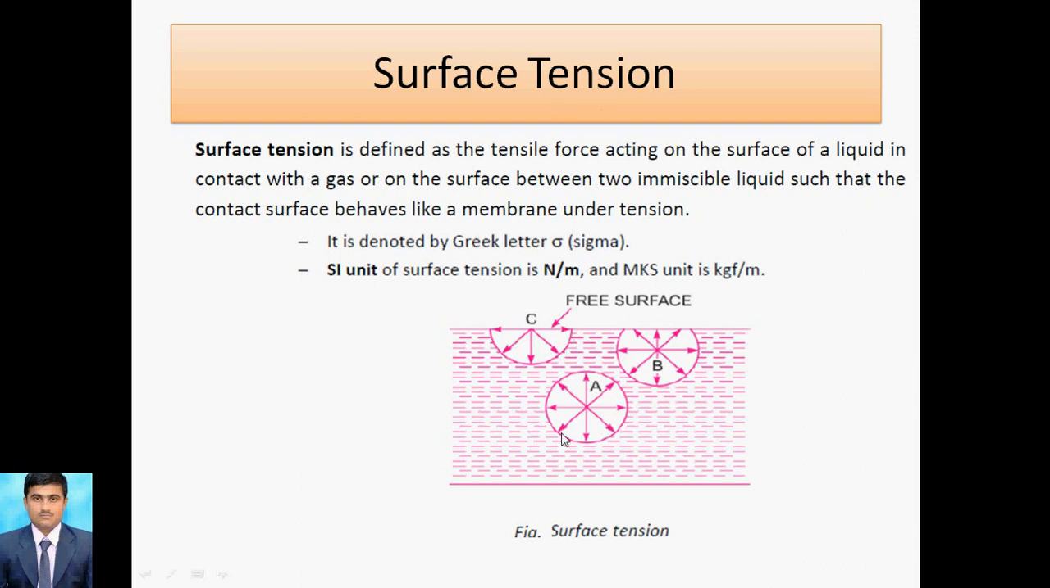Again, I repeat, surface tension is the tensile force acting when a liquid is in contact with gases, or when two immiscible liquids are present. That membrane behaves as if under tension, and that is called surface tension. The unit is Newton per meter, and it is denoted by sigma. In the MKS system, meter, kilogram, second, the unit is kgf per meter. So this is about surface tension.